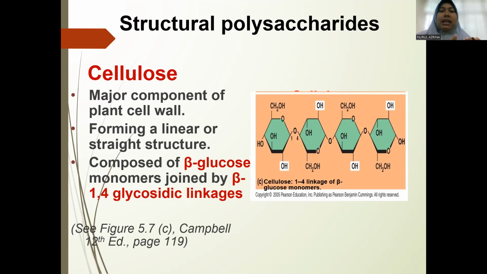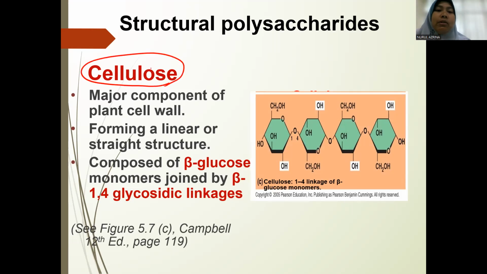Okay, now let's see structural polysaccharide. Remember earlier, how many structural polysaccharides are there? There are 2, right? Cellulose for the plant and chitin for animal. So now let's see cellulose first. Okay. So this is cellulose.